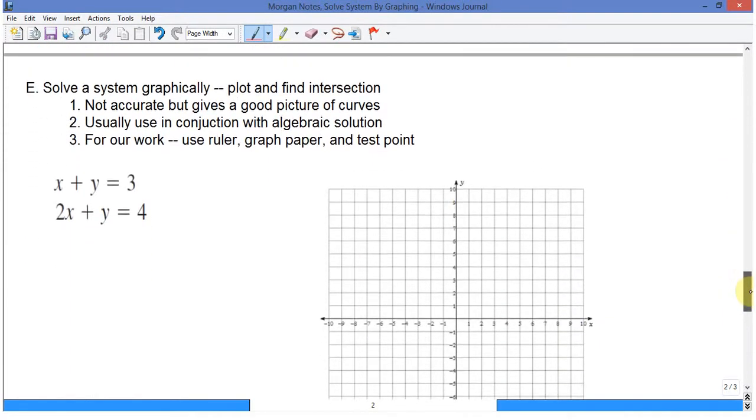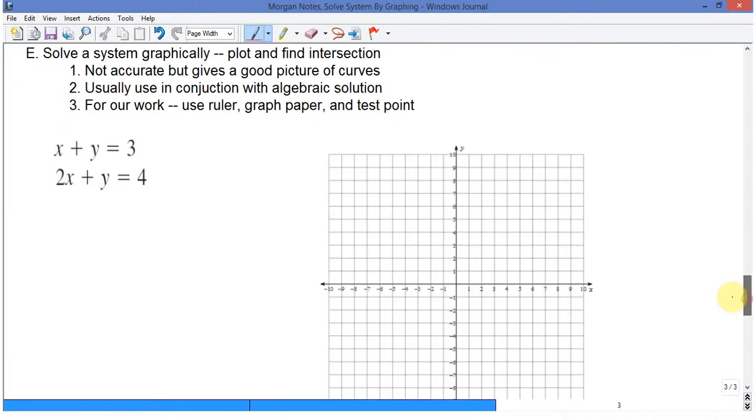Okay, so now we're going to solve a system by graphing. A comment on this: when we graph, we're not necessarily going to have really accurate solutions. If we're looking for an accurate solution, we really want to solve algebraically. But graphing gives us a good idea of how the lines intersect, so sometimes it's a good idea to graph in addition to solving algebraically. So let's go ahead and graph this.